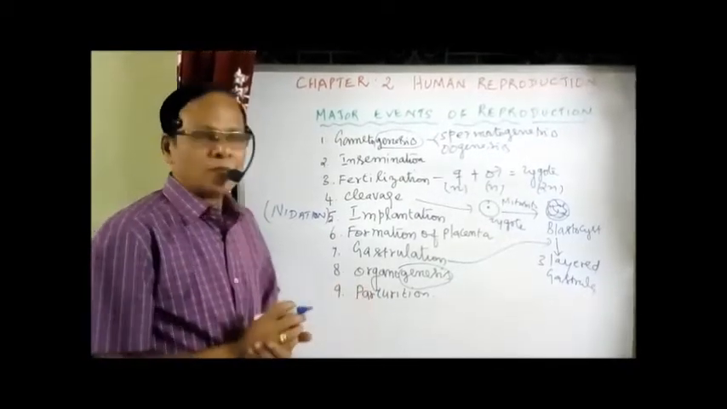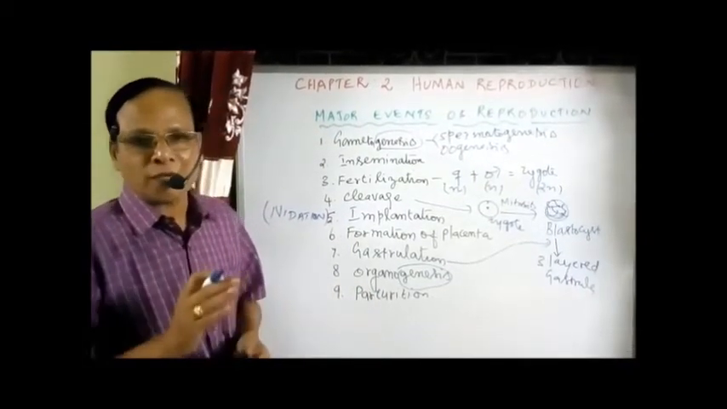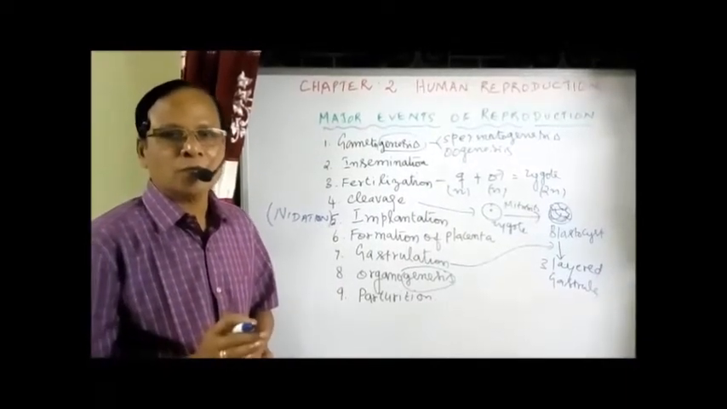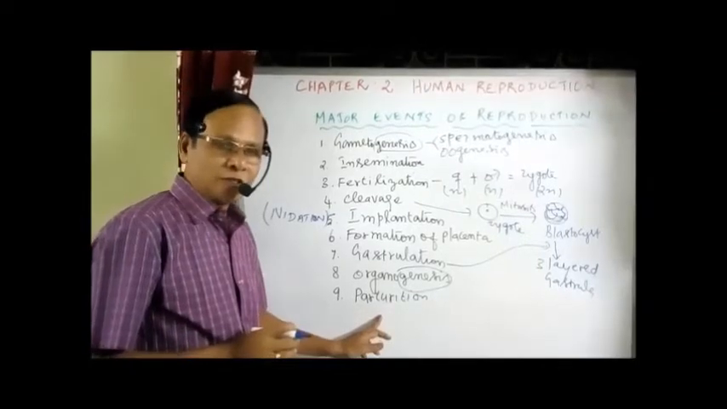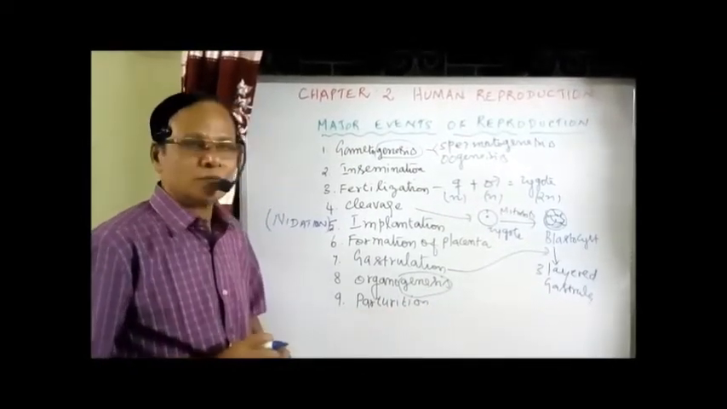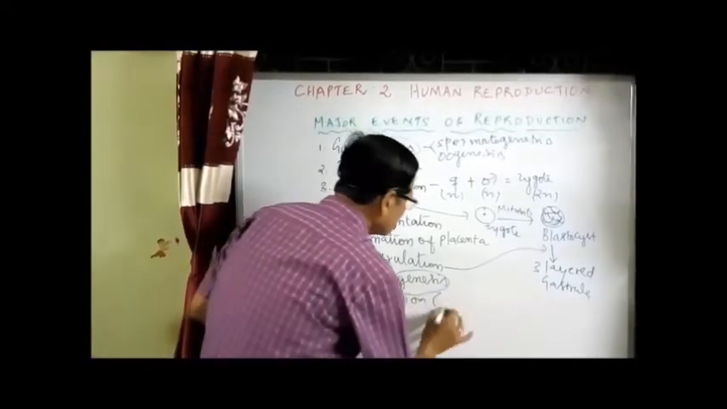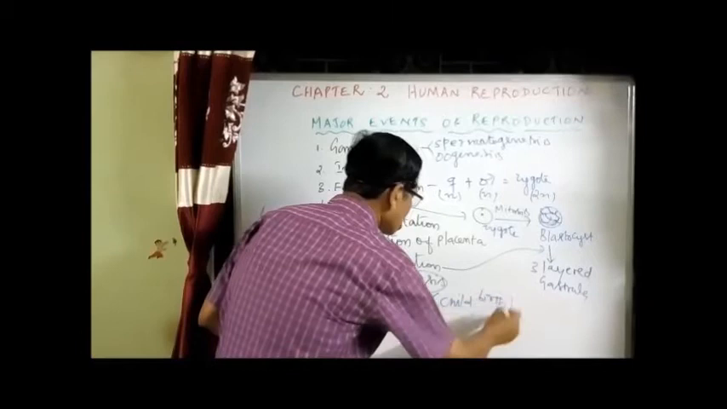Then parturition. Now once the embryo is completely developed, it is being expelled from the womb of the mother. That process of expulsion of the fetus from the womb of the mother is called what is known as parturition. It is nothing but childbirth.